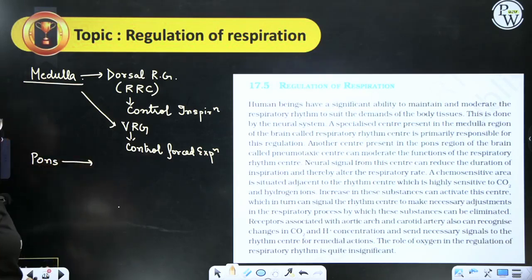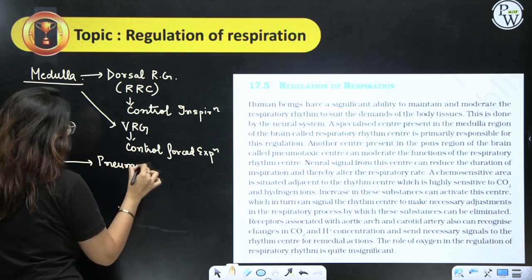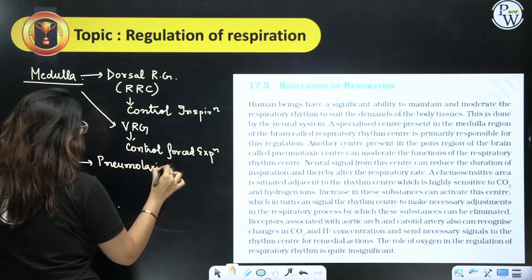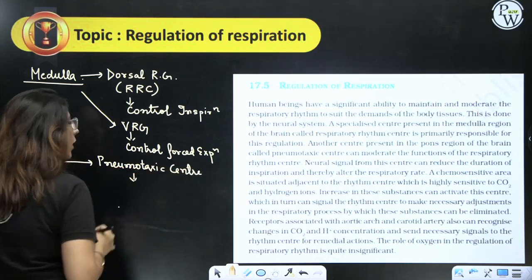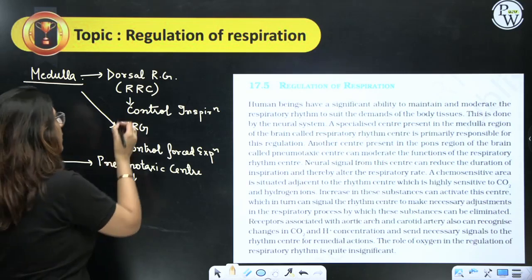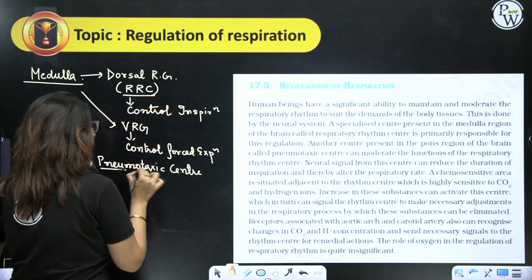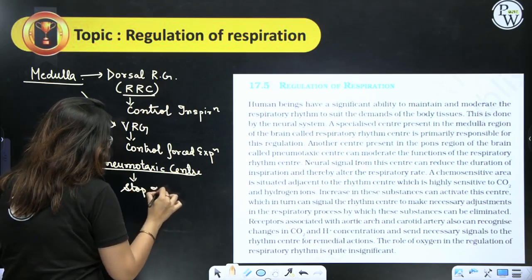There is another region which is termed as pons varoli. This is termed as the pneumotaxic center. Now what is the function of this pneumotaxic center? This is a pneumotaxic group, not the respiratory rhythm group. It stops inspiration.